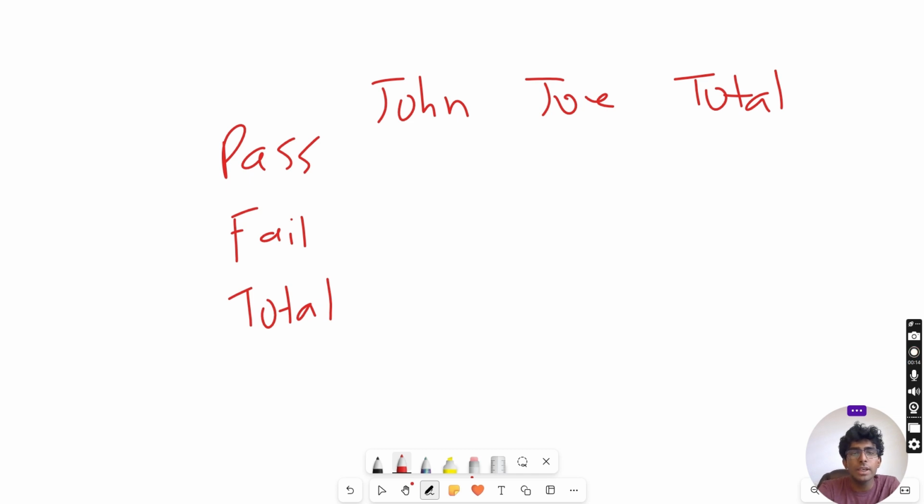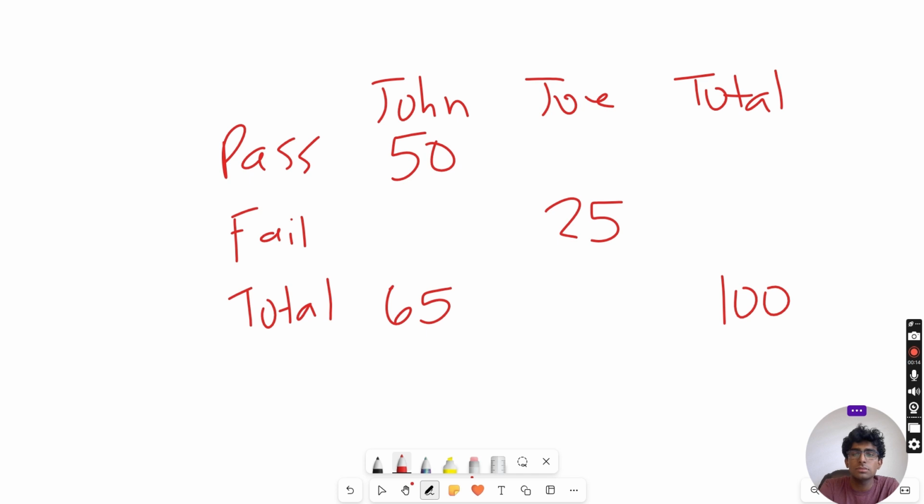It's a two-way table. So let's say we have values of, I don't know, 50. I'm going to teach you guys how you can fill in the rest of the values of a table, only being given certain values. So let's say 50, 25, 100, 65, and I think that's all we need.